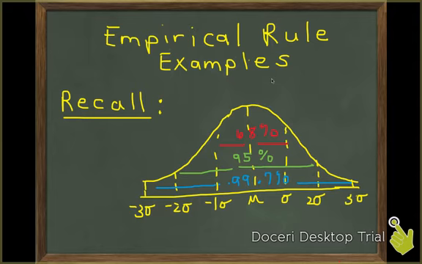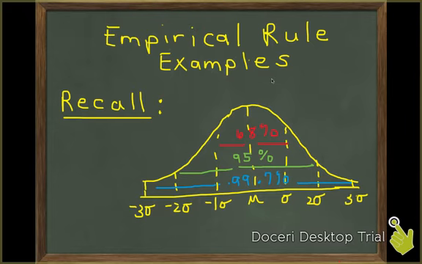Between -1 standard deviation and 1, 68% of your data falls. Between 2 standard deviations on either side, 95% of your data falls. And between 3 standard deviations on either side, 99.7% of your data falls. So we're going to do a couple of problems using that information.